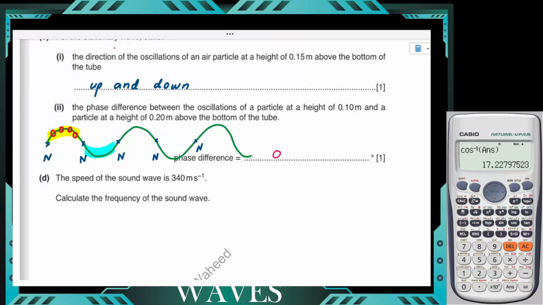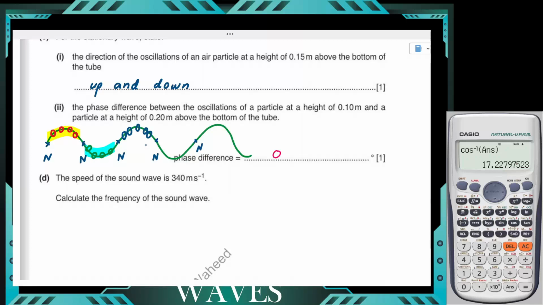The answer is 0. Likewise, what's the phase difference between these green particles? 1, 2, 3, 4. These four green particles. The answer is 0, because these particles are between two consecutive nodes. Likewise, what's the phase difference among these blue particles? The answer is 0, because these particles are also within two consecutive nodes.